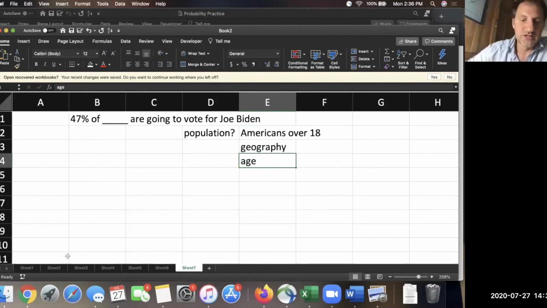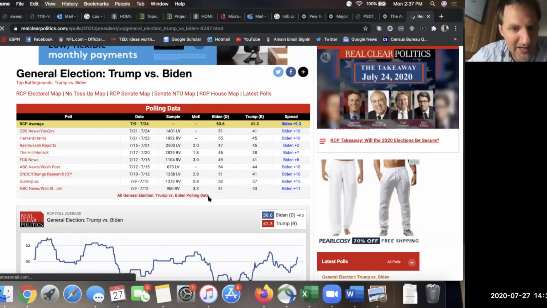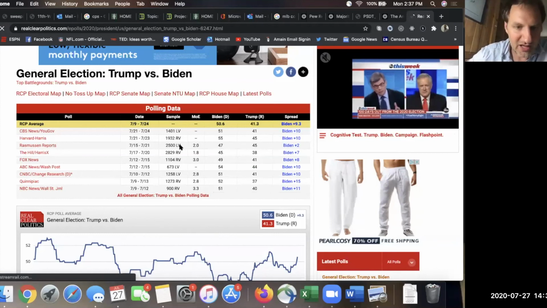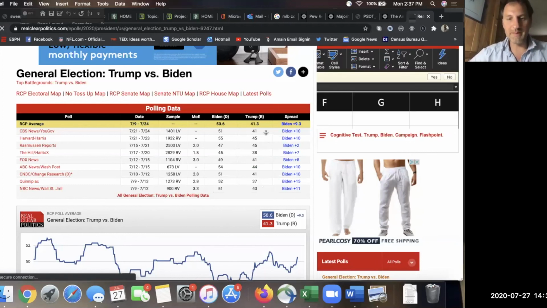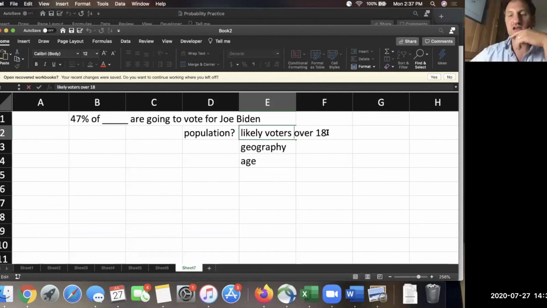Now, that's not actually technically correct, because they told you here in the sample something important that you wouldn't know because you don't look at Real Clear Politics a lot. But next to the 2,500, which is the sample size, there's an LV. Now, LV means likely voter. So a better description of the population is not just Americans, but likely voters. And then we can probably get rid of the over 18, because obviously if you're going to vote, then you have to be over 18.